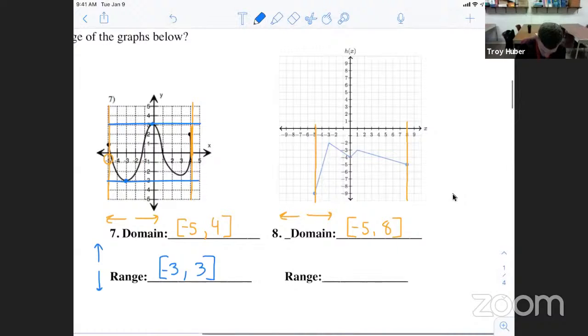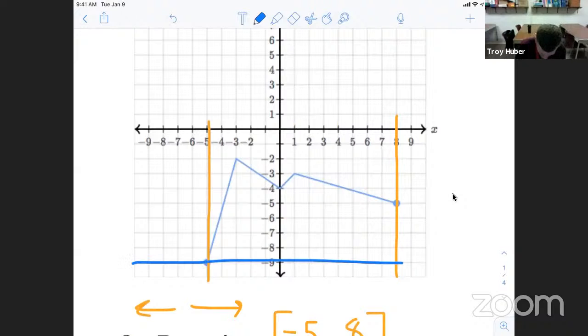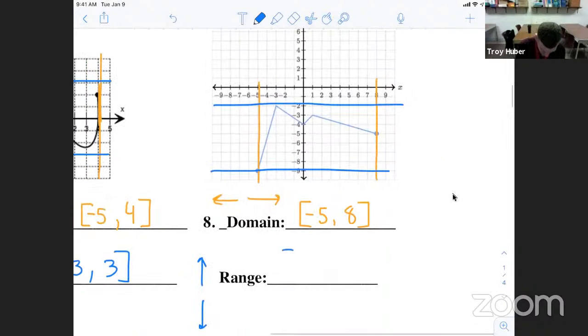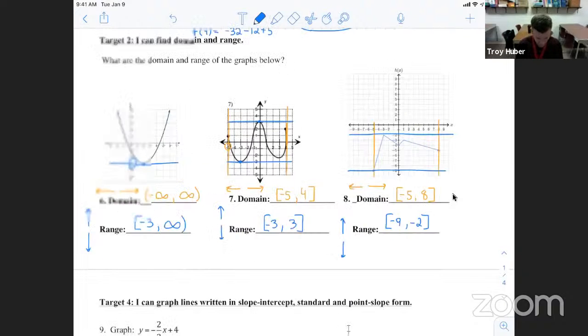All right, and now let's switch to our range. So range, remember, down then up. So it goes down to that -9 and up to -2. So I'm going to say -9 all the way up to -2. And those are both included. All right, so that's kind of a quick overview of our domain and range for target 2 on our test.